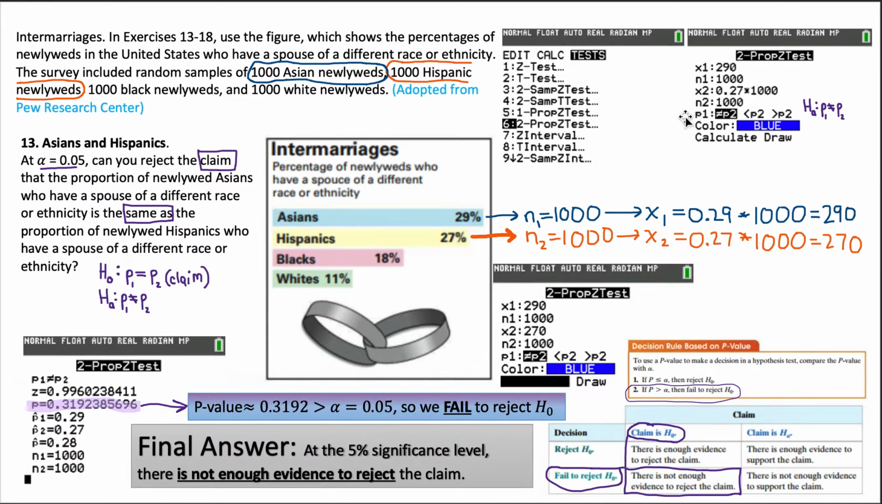Again, right here for your P1, that's always going to be your alternative hypotheses. And remember, the alternative hypotheses here is that P sub 1 is not equal to P sub 2. So we select the not equal to P sub 2 option, okay? This row will always be the alternative hypotheses, okay? So after you get all this entered in, exactly the way you see it here, go ahead and press the calculate button.